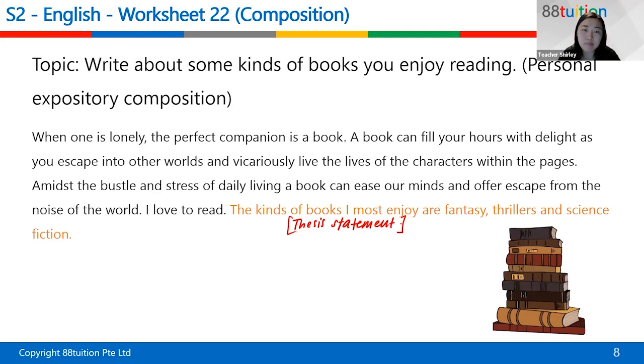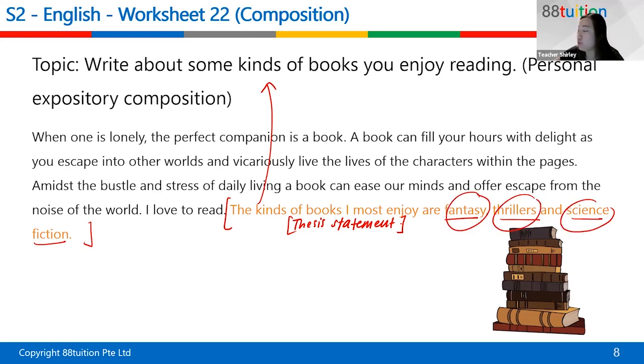The kinds of books I most enjoy are fantasy, thrillers, and science fiction. So this thesis statement definitely answers the question, but these parts are different genres of books, right? So fantasy, thrillers, and science fiction are going to be in your body paragraph. You're going to describe what is fantasy, and then elaborate and also give your explanation on why you like to read fantasy books.